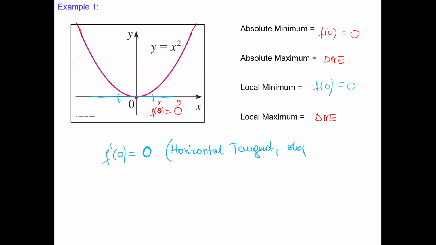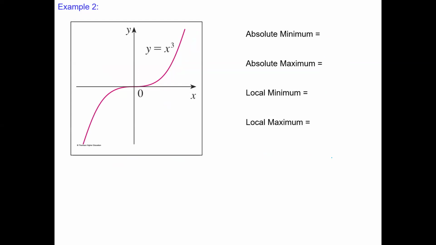Yes, slope 0. Okay, good, because that's an important characteristic. Let's look at example number 2, x cubed. And actually, x cubed, we remember, is an interesting function at 0. The function has a horizontal tangent. Yes, because we know that the derivative at 0 is 0, and 0 is in the domain.